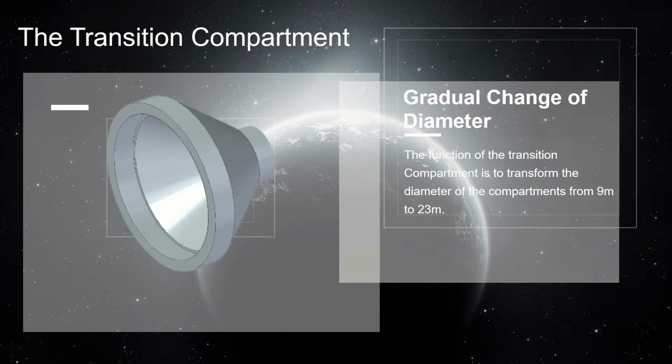The transition compartments are the compartments that dock to the branch port and linking compartments. As the diameter of linking compartments is 9 meters only, while the module compartment's diameter is 23 meters, we have to transform the diameter from 9 meters to 23 meters, and that is the function of the transition compartment.